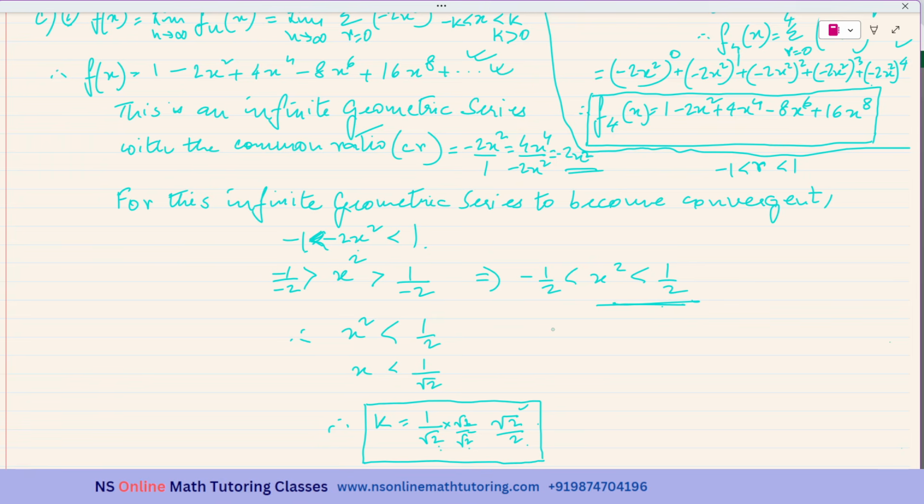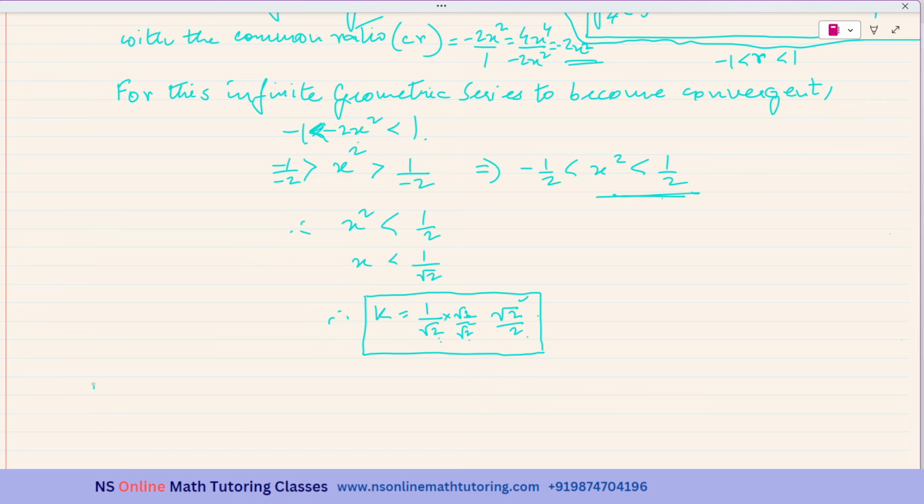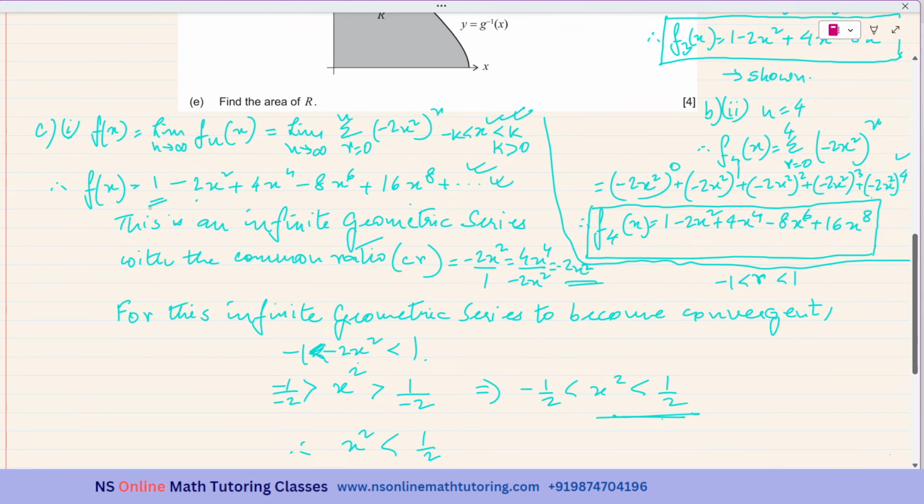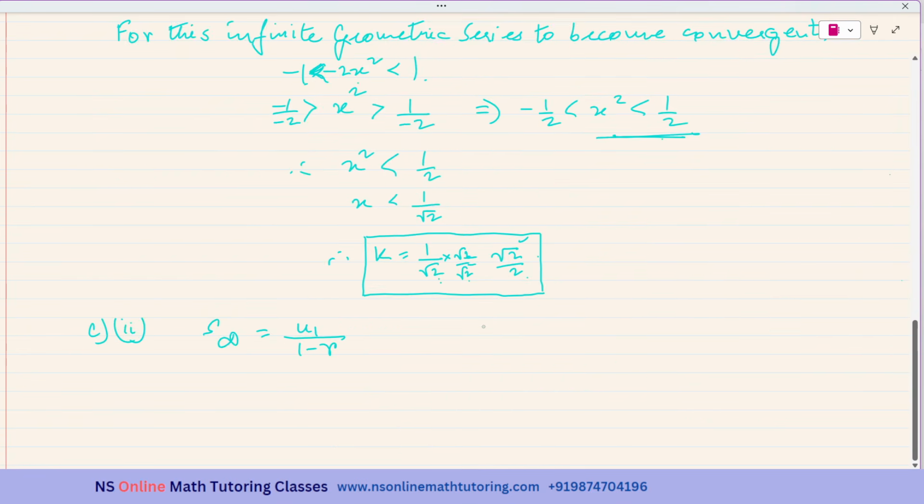So because this is a convergent infinite geometric series, we can use the formula for S infinity. S infinity is equal to U1 over 1 minus r. And what is U1, the first term? It is 1. And what is the common ratio? It is minus 2x squared. So U1 is equal to 1, r equal to minus 2x squared.